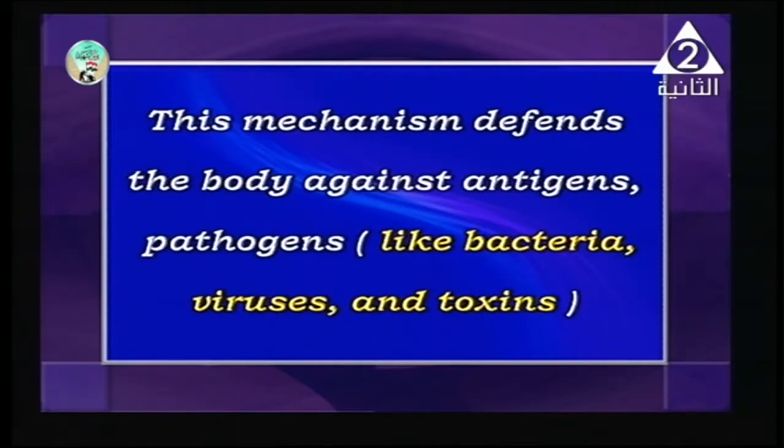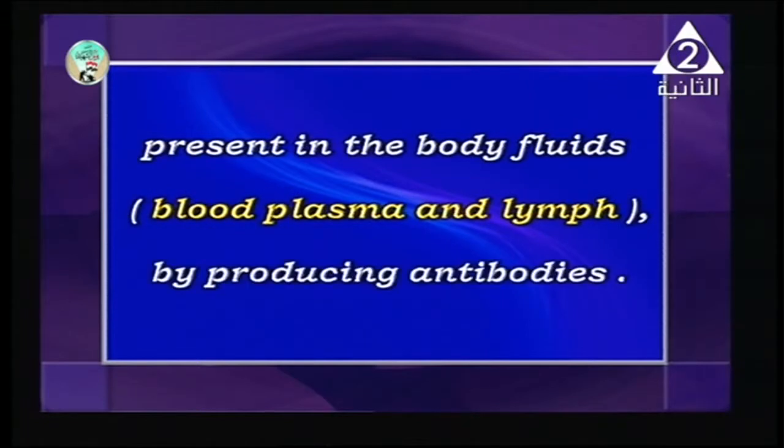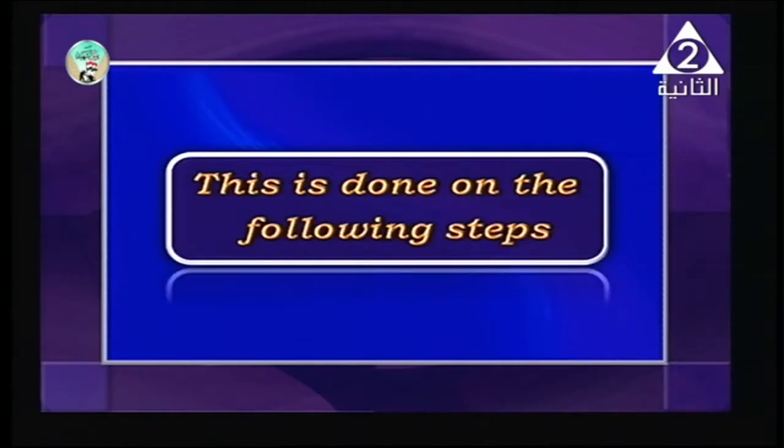And this mechanism defends the body against antigens such as what? Like bacteria, viruses, and toxins. I mean the different types of pathogens. This type is found in the body fluids such as blood plasma and lymph. They are active by producing the antibodies, and this is done in the following steps.